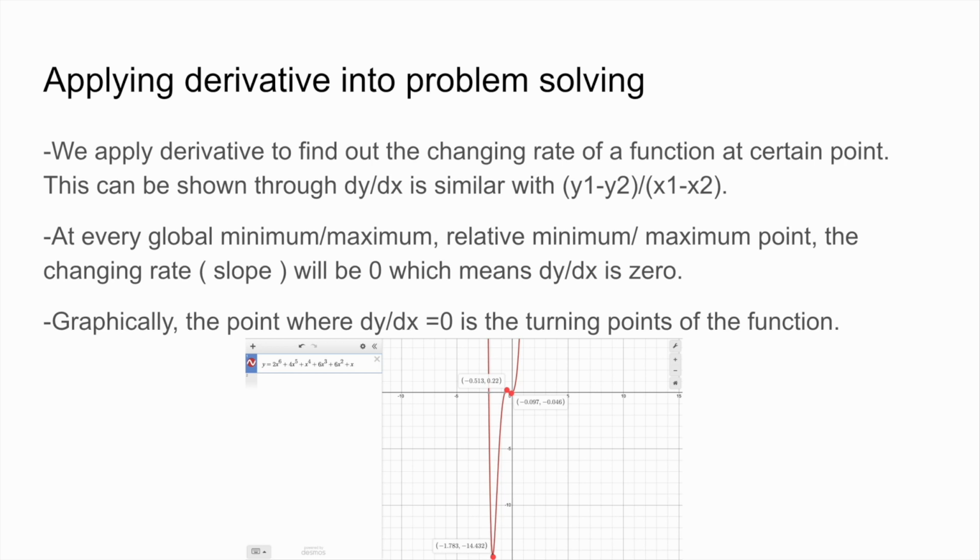And we use derivatives to find every global maximum and minimum point, but also the relative minimum and maximum points, as they all have a change rate of 0 at those points. So if we find the derivative there, we will get 0. Graphically, the points are just here and here, where their changing rate is 0, but also the global minimum point down here.